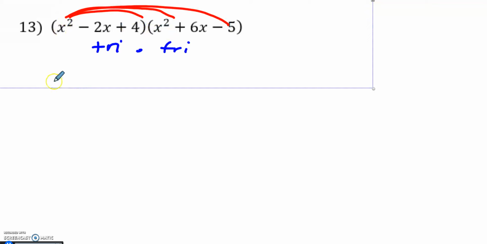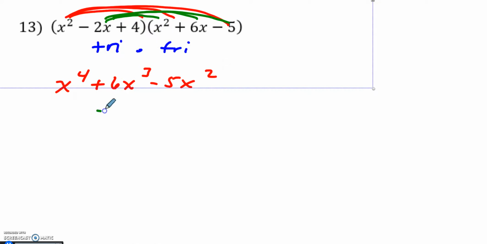X squared times x squared is x to the fourth. X squared times 6x is a positive 6x to the third. X squared times negative 5 is negative 5x squared. If I now distribute in the negative 2x to everything, negative 2x times positive x squared is a negative 2x cubed. Negative 2x times positive 6x is a negative 12x squared. Negative 2x times negative 5 is a positive 10x.